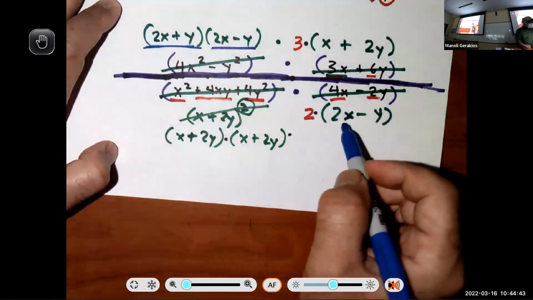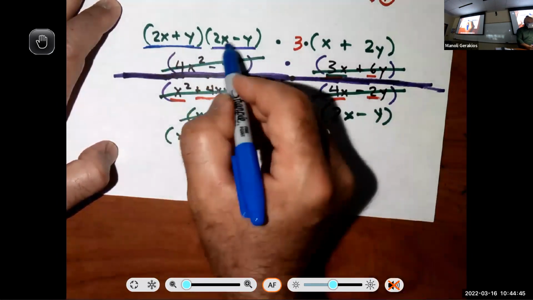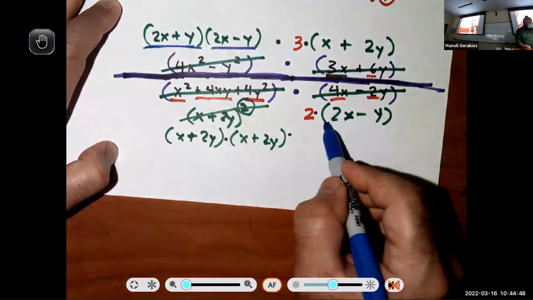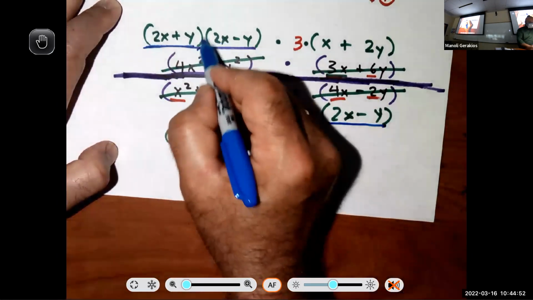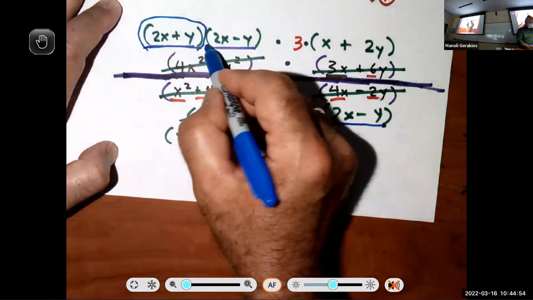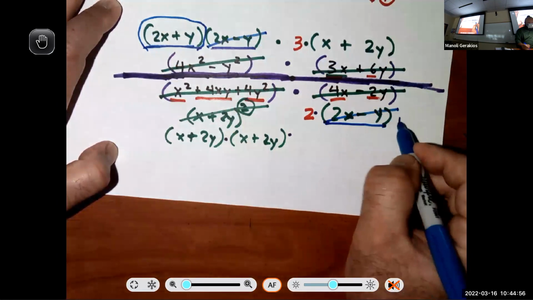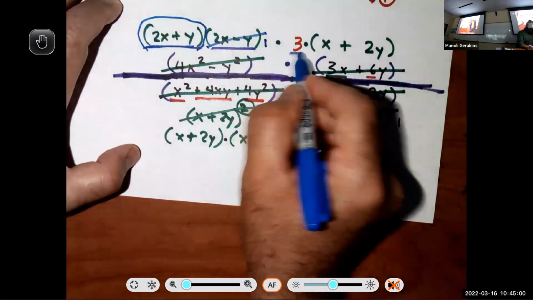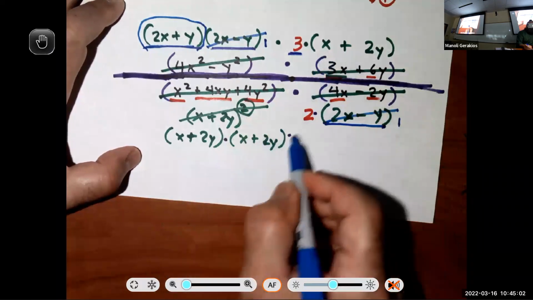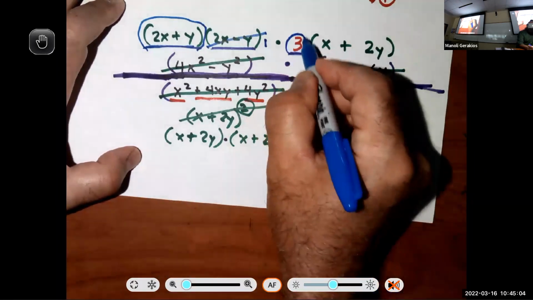We have one of those down here. 2x minus y. What about this? That's a match, right? So we're keeping this one. There's nothing else like it, but this one divides into this one and leaves ones behind. Okay, now here's a 3 all by itself. Do I have any 3s down here? No, so we're going to keep that one.